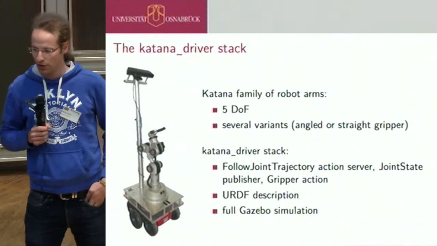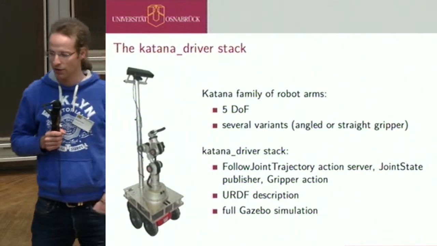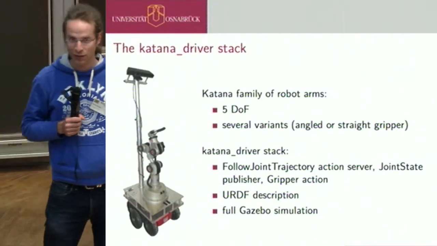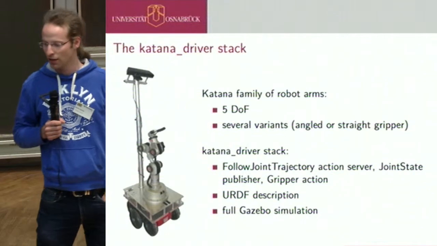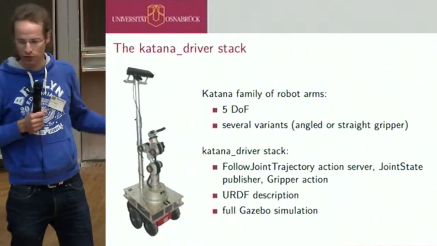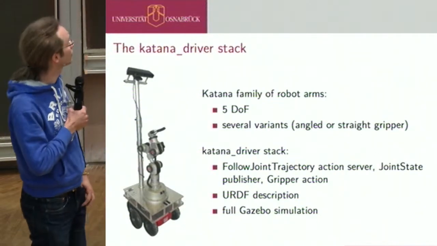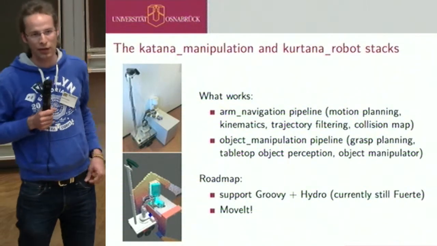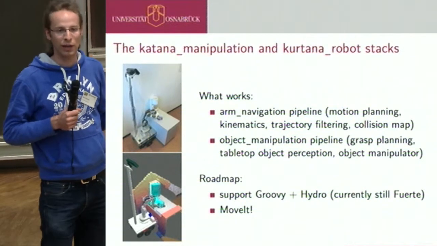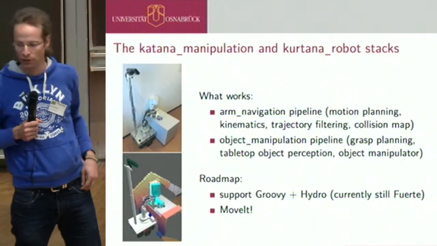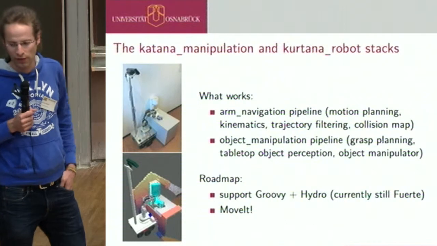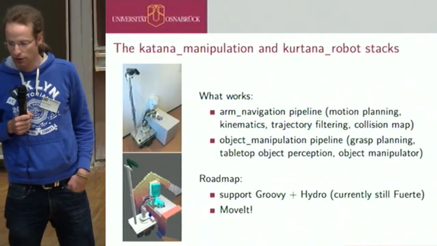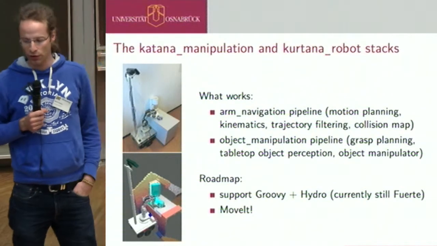The Katana driver stack is actually a nice, clean ROS wrapper around the horrible API which comes with the arm. It provides a follow joint trajectory action, publishes joint states and so on. It's got a URDF description and full simulation of the robot in Gazebo. Next slide. It provides everything you need to plug it into MoveIt or into arm navigation. Then there are more stacks, the Katana manipulation and Cortana robot stacks, which configure the arm navigation pipeline and the object manipulation pipeline for our robot.